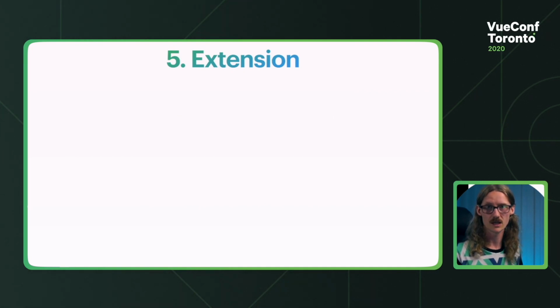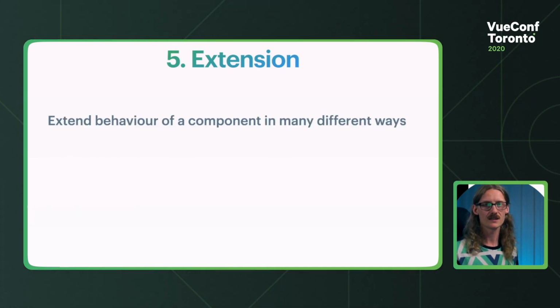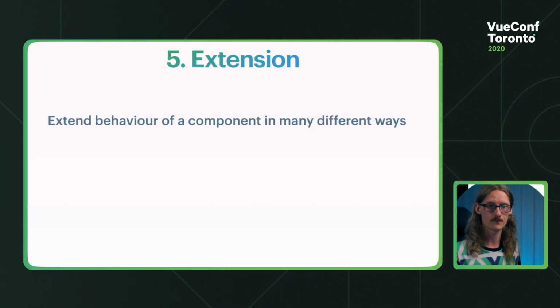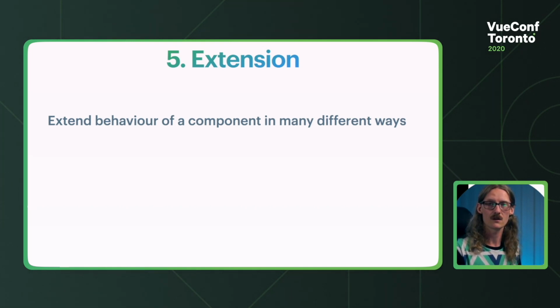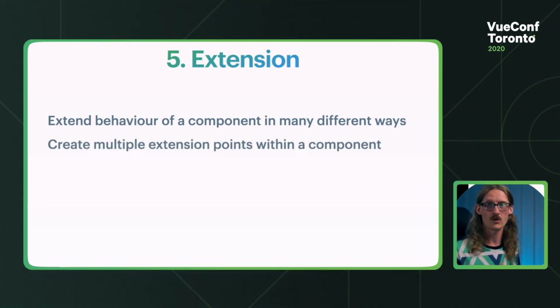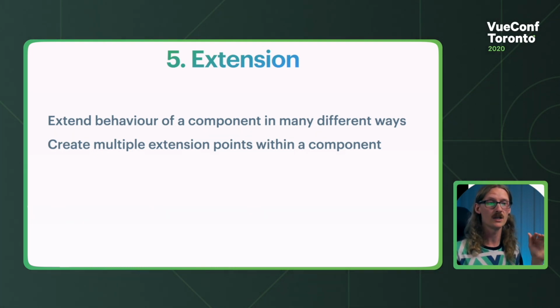Number 5 is extension. So we take this idea of adaptability and inversion, and now we're going to apply it across the entire component. We're going to extend that behavior of the component in as many different ways as we need to. We'll do that by creating multiple different extension points within our component. So with our list, we can customize how each item is rendered.